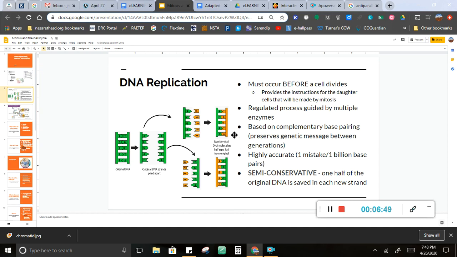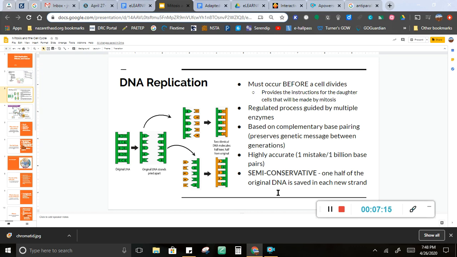Here, orange is representing our new DNA. This is known as semi-conservative replication. So if we take that apart, semi means half, conservative means to save, to preserve. So semi-conservative replication is where we are saving one half of the original DNA every time we make a new strand. Every time replication takes place, we are saving one half of the original DNA in each new strand.